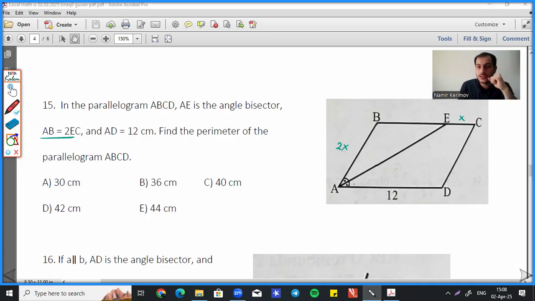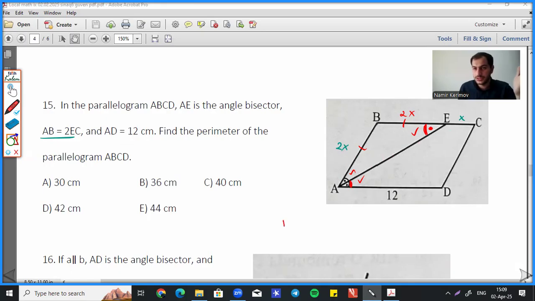For this parallelogram, that angle is the same as that one, because opposite sides are parallel and they are interior alternate angles. So we know that all 3 angles are the same. If they are the same, we have an isosceles triangle. That's why we can say it's 2x. If AB is 2x, BE will be 2x.